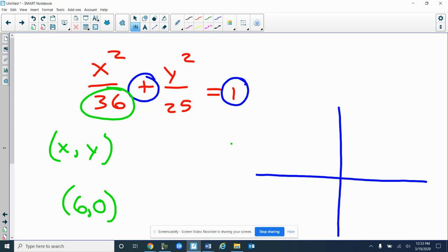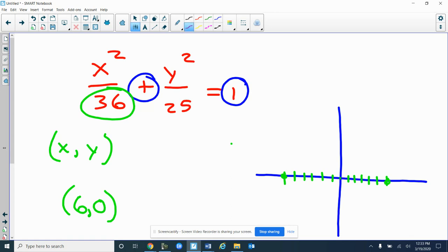Okay? So I'm going to go ahead and plot those 2 points here, and I'm going to go from 0, 0, and I'm going to go over 6 points on my x-axis to the right, go back to 0, 0, and go over 6 points on our left, and we're going to plot points just like that.